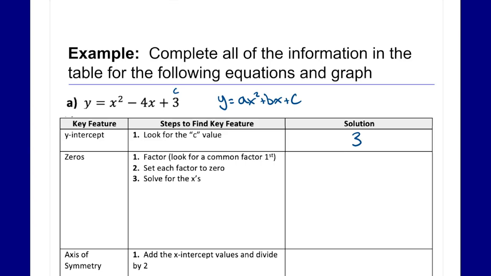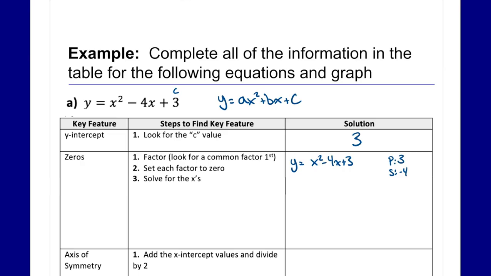If I want to find the zeros, I have to factor. So I have to factor this equation. If I have x squared minus 4x plus 3, or y equals x squared minus 4x plus 3, I need to factor. This is a simple trinomial, so I'm going to do product and sum: two numbers that multiply to 3 but add to negative 4.